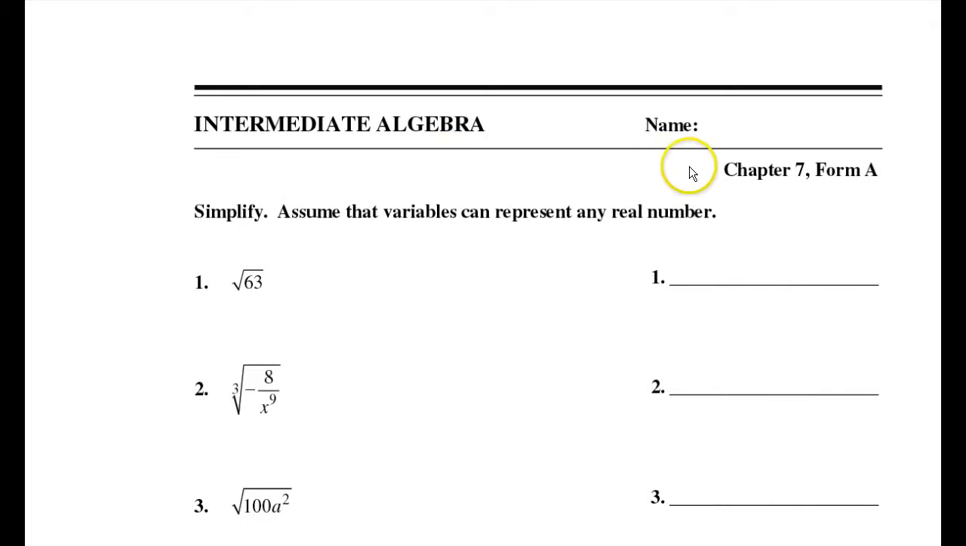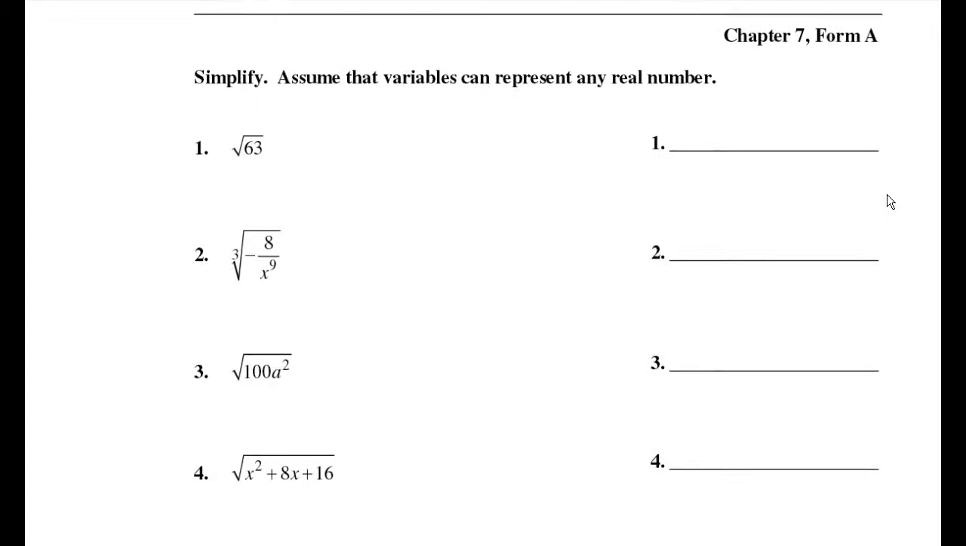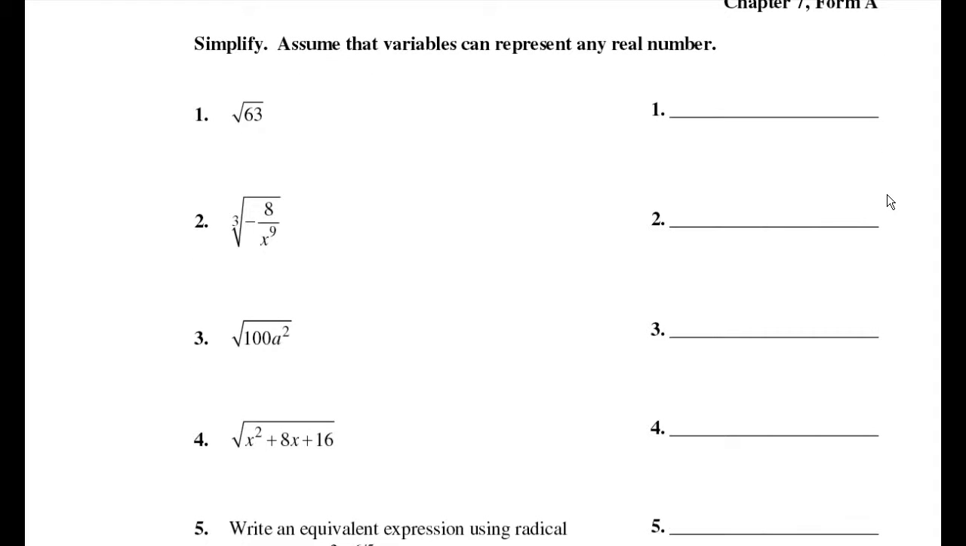We're going on to work on a review of a Chapter 7 test. These are generated by the textbook authors, and we're dealing with radical numbers. So our instructions assume that variables can represent any real number, and we are asked to simplify that. Okay, so let's get started.